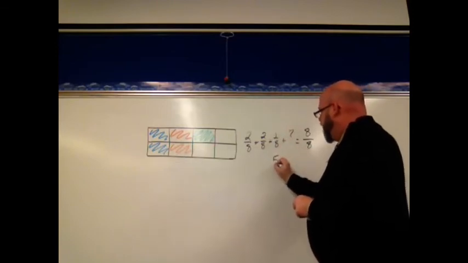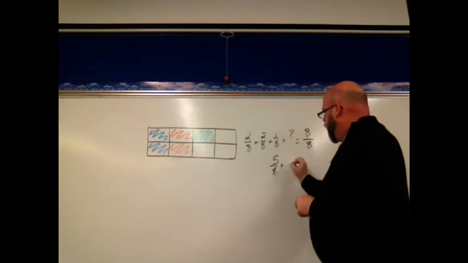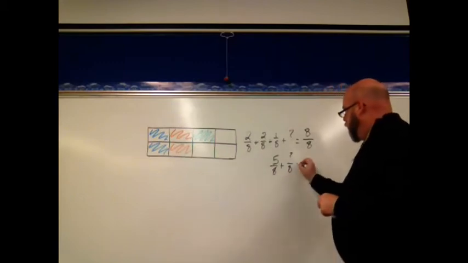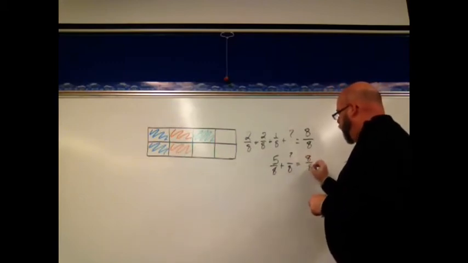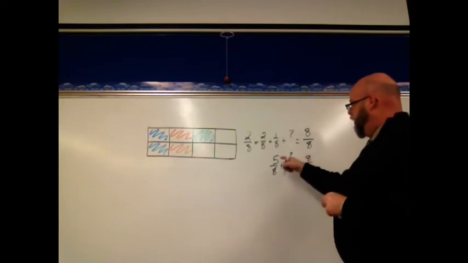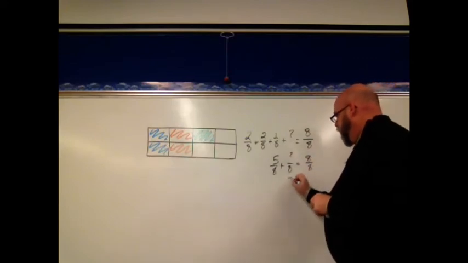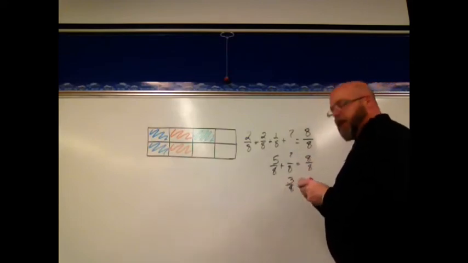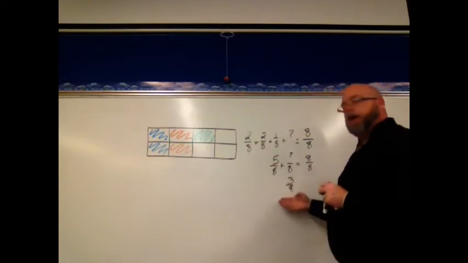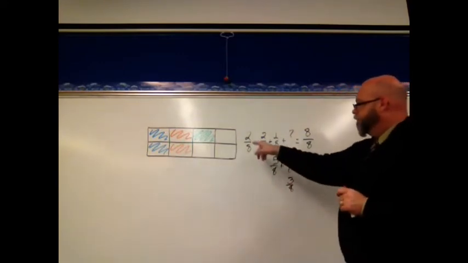So 5/8 plus some number of 8ths that I'm not sure about yet will equal 8/8, or 1 whole. Well, 8 minus 5 would mean 3/8. Again, I can see that from the illustration, but this is how it would work mathematically.